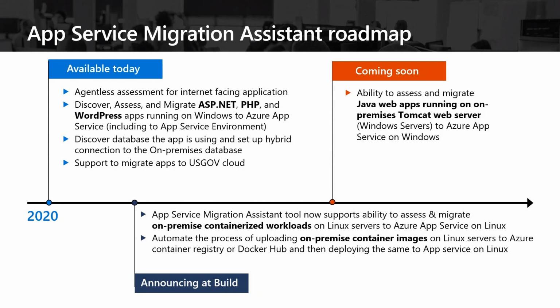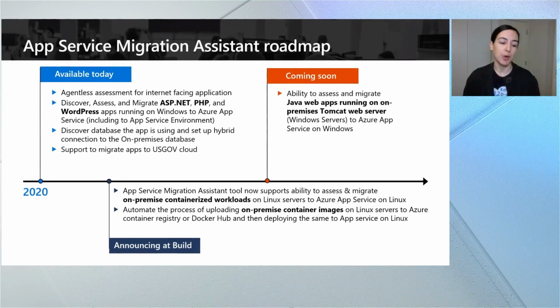Some of the things that are new, the migration assistant supporting running on Linux to help give that guided UI experience for migrating a Linux container to app service. Those new bits will be live this Tuesday on the appmigration.microsoft.com page. And then, of course, if you want to do a shell approach, you can already use the Azure CLI to do that, as we showed. What's next for the Migration Assistant is the ability to assess and migrate Java web apps running on on-premises Tomcat web servers.